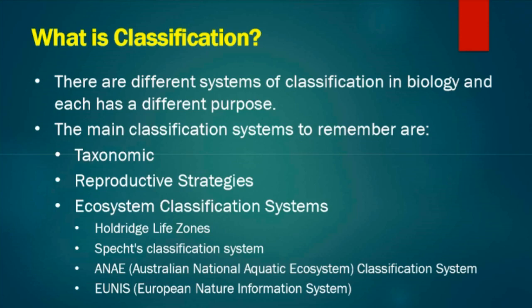Now, like I said, classification in biology, there are many different systems, and the system depends on the purpose. So you are going to have to learn about just a few different systems. There are many more than this. Taxonomic is how we name things. Reproductive classification systems are pretty darn important. Now remember, the type of system is related to the purpose.